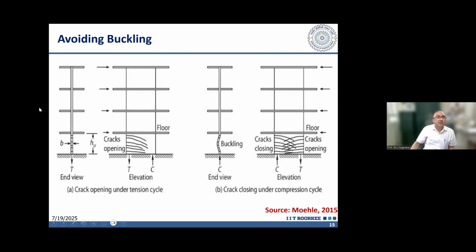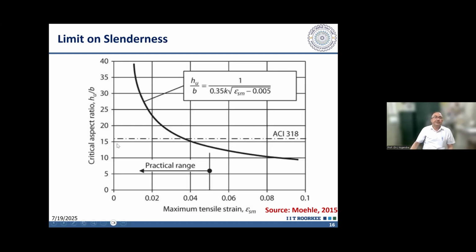To avoid this, the thickness, which is shown here as B in this diagram, and the story height HU, the ratio of HU to B needs to be controlled. What will happen is it will be subjected to cracking when it is in tension, and then when the earthquake reverses its direction, it will undergo compression, and this tension and compression is interchangeable. As a result, it will crack, especially the bottom story, and after cracking, it is going to buckle. So to avoid that, there should be sufficient thickness of the shear wall.